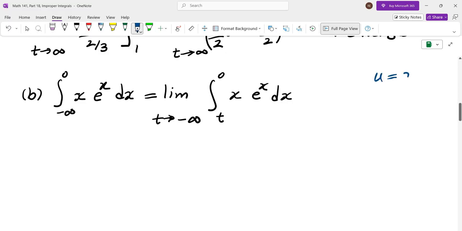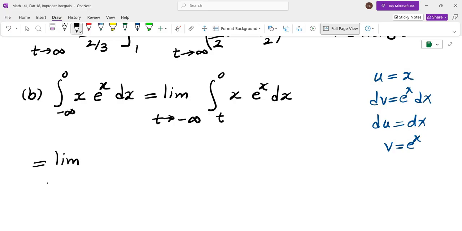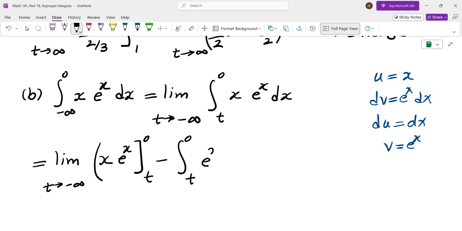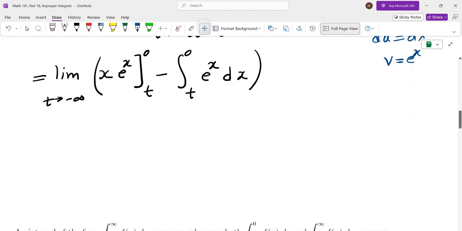So we'll do u equals x, dv equals e to the x dx. So that gives us du equals dx, v equals e to the power of x. So this gives us the limit as t approaches negative infinity, uv, which is x e to the power of x, and then we have to evaluate that from t to 0, minus integral from t to 0 of v, which is e to the power of x, du, which is dx. So the rest of it would be evaluating the integral and then taking the limit.